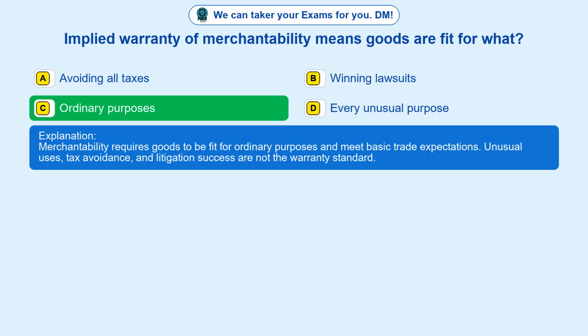Merchantability requires goods to be fit for ordinary purposes and meet basic trade expectations. Unusual uses, tax avoidance, and litigation success are not the warranty standard.